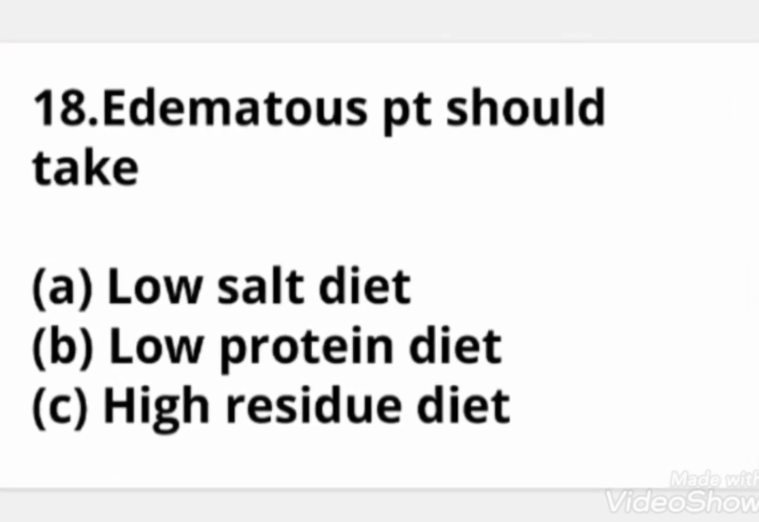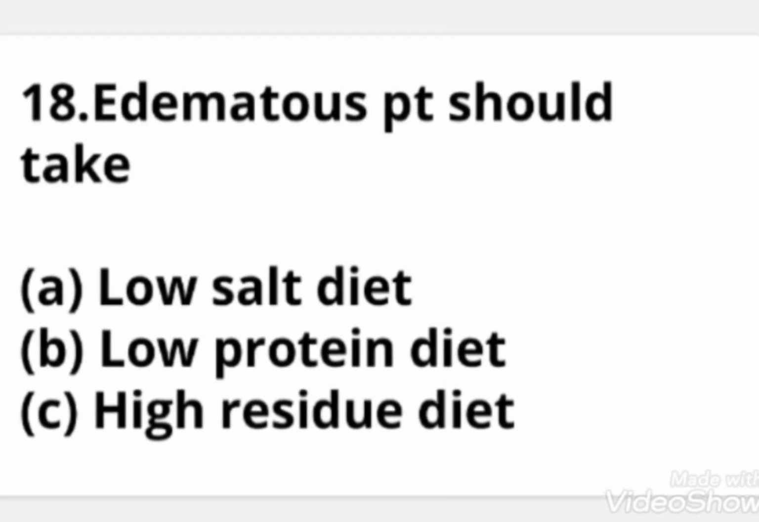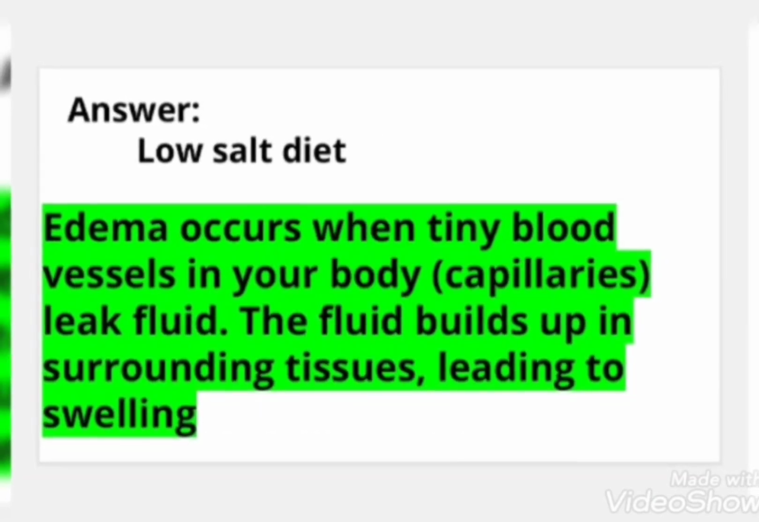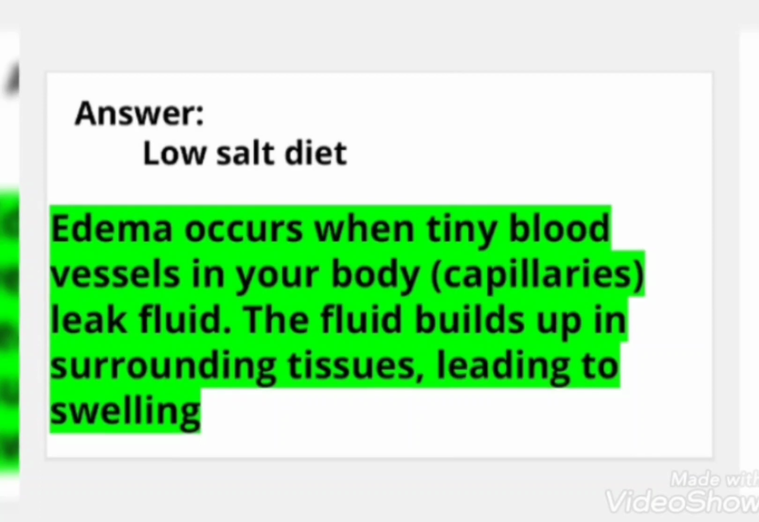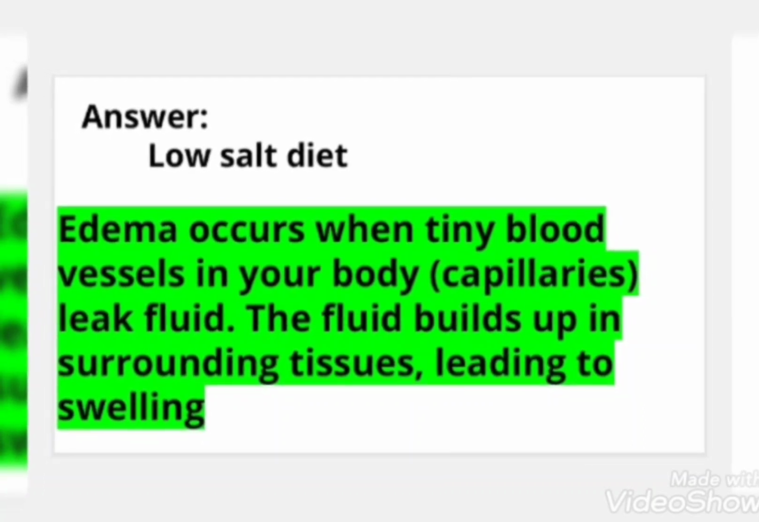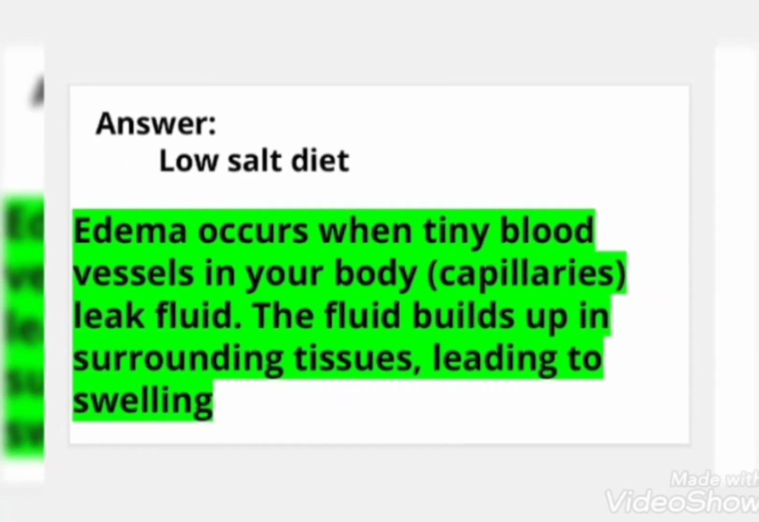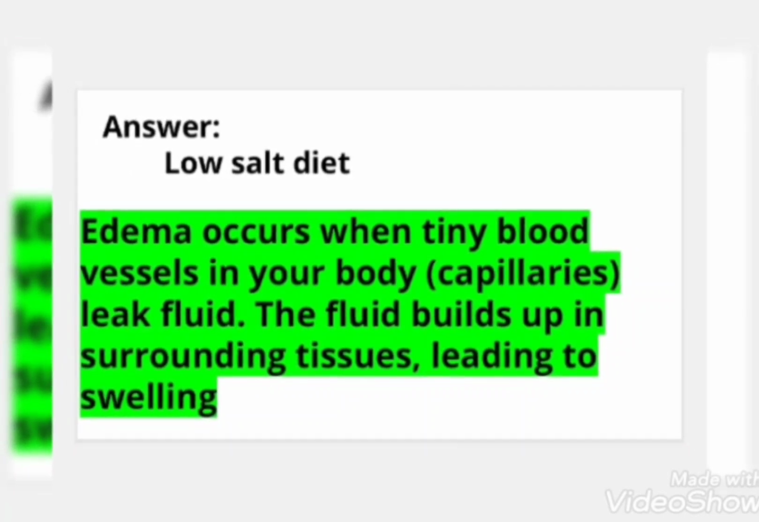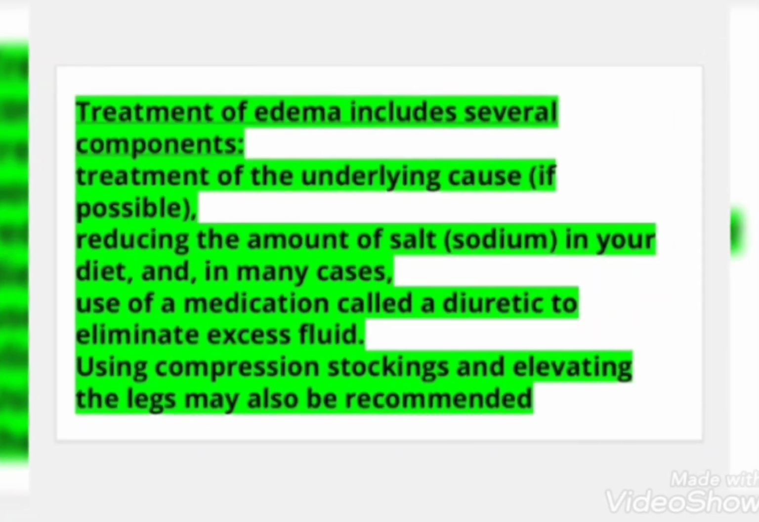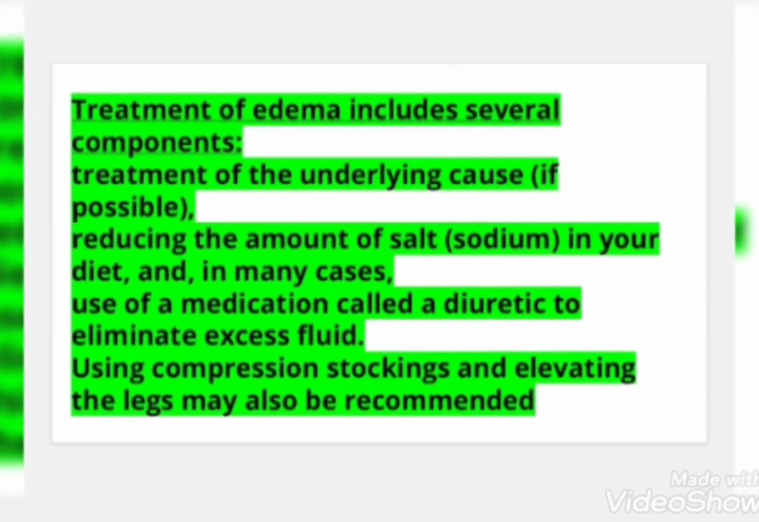18. Edematous patient should take A. Low salt diet, B. Low protein diet, C. High residue diet. Answer: low salt diet. Edema occurs when tiny blood vessels in your body, capillaries, leak fluid. The fluid builds up in surrounding tissues, leading to swelling.